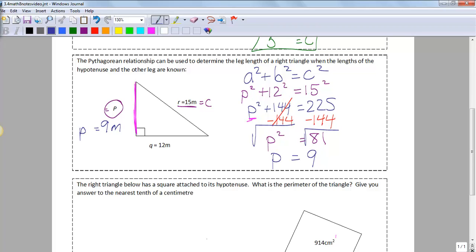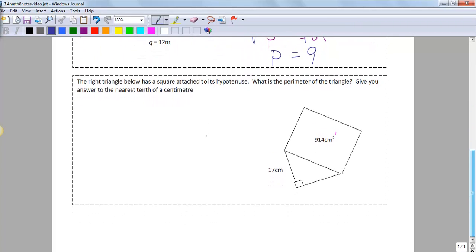So a little bit of a trick when you have the hypotenuse, there's going to be some subtracting involved. Okay? Remember that. Okay, now the last type is when we have a composite shape. So two shapes added together, it's a composite. So this says the right triangle below has a square attached to its hypotenuse. We can see that pretty clearly. We want to figure out the perimeter of the triangle.